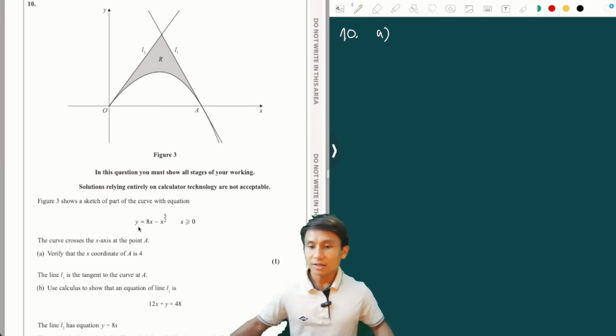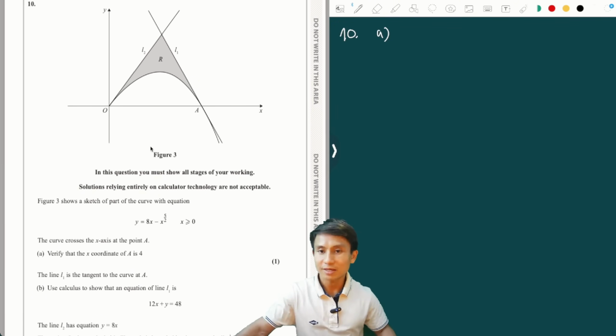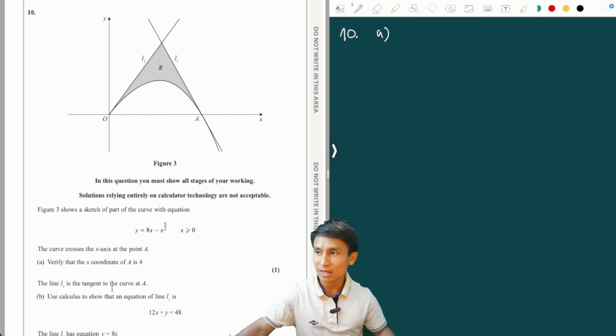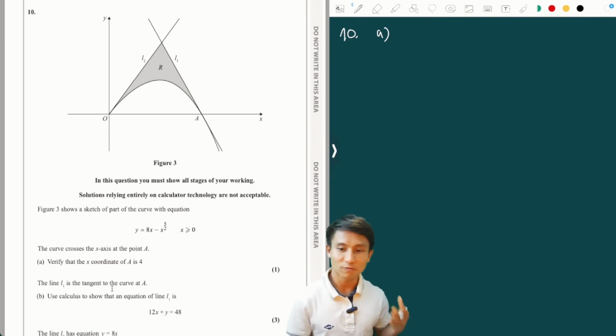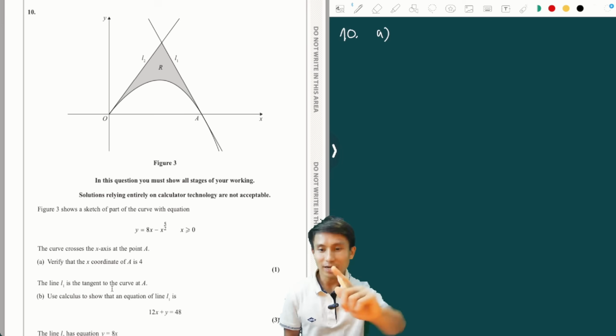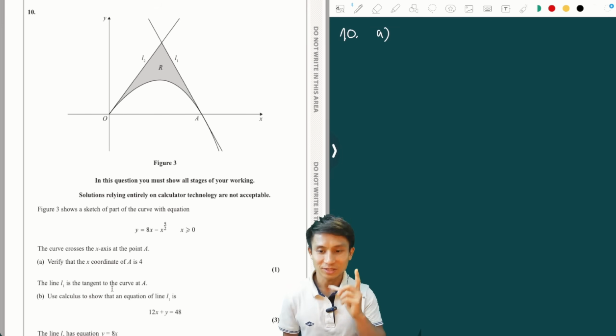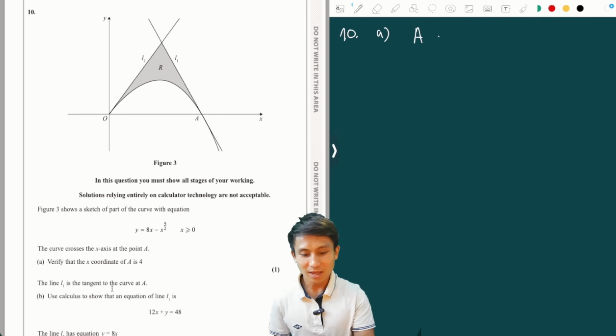A, verify the x coordinate of A, that is 4. Well, again, verify means that you just inspect back if x equal to 4 here makes sense, yeah. But if you look at point A is an x-intercept, right? So that means, sorry, if we substitute x being 4 in, we should get y of 0. Okay, A is an x-intercept.